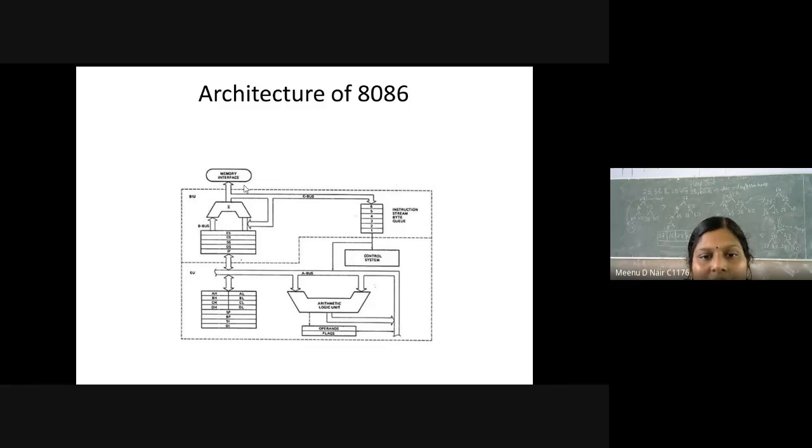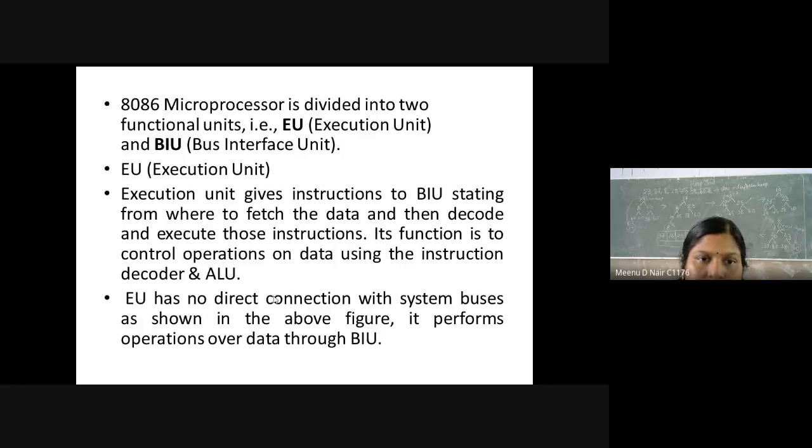It will give the instruction, and it doesn't have any communication with the peripheral devices. It cannot communicate with the peripheral devices. It can communicate only through the bus interface unit. Only the BIU does the communication with peripherals as well as the memory unit. Only the EU provides the instruction to the BIU on what to do.